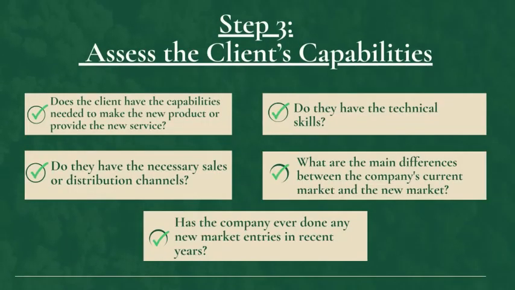Step 3 is about assessing the client's capabilities. Questions to ask. First, does the client have the capabilities needed to make the new product? Second, do they have the technical skills? Third, do they have the necessary sales or distribution channels? Fourth, what are the main differences between the company's current market and the new market? Fifth, has the company ever done any new market entries in recent years? If so, how successful was it?